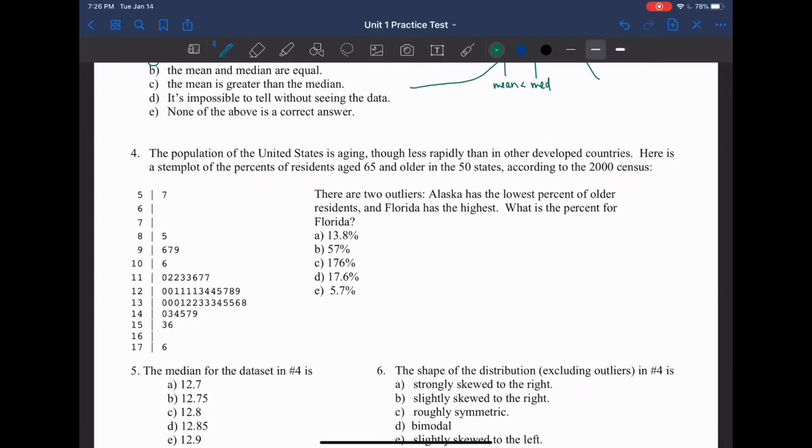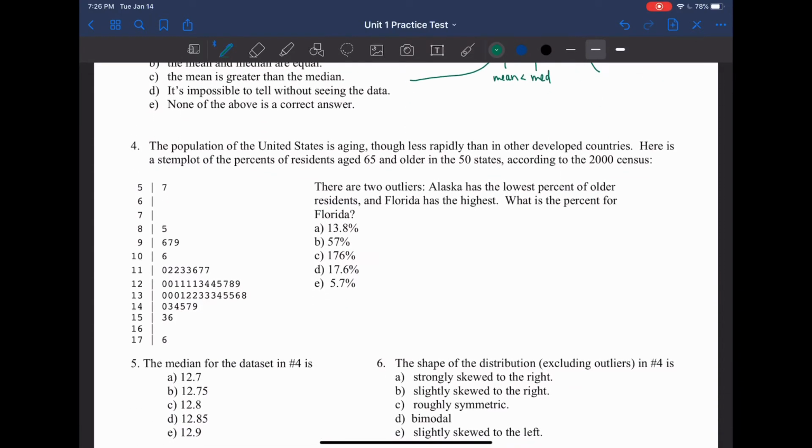All right, so number 4, it says the population in the United States is aging, though less rapidly than in other developed countries. Here is a stem plot of the percent of residents aged 65 or older in the 50 states according to the 2000 census. So these numbers represent the 50 states, and it represents the percent of residents aged 65 and older. Okay, so it says there are 2 outliers. Alaska has the lowest percent, and Florida has the highest.